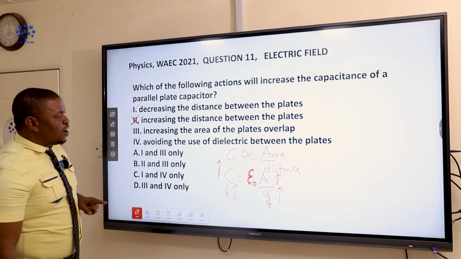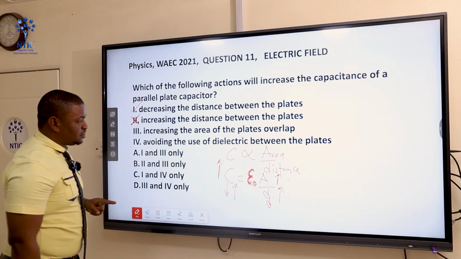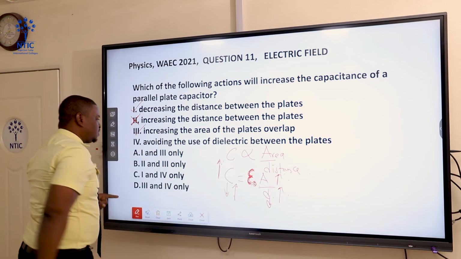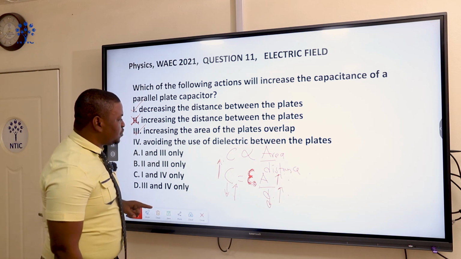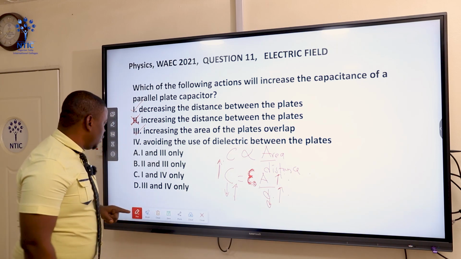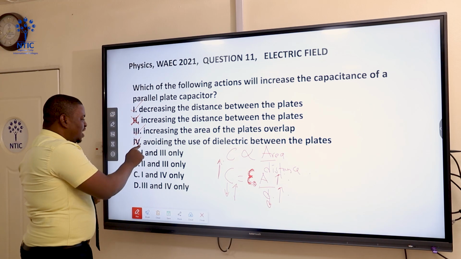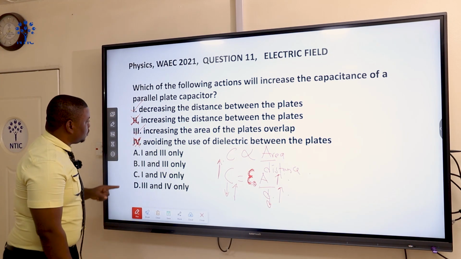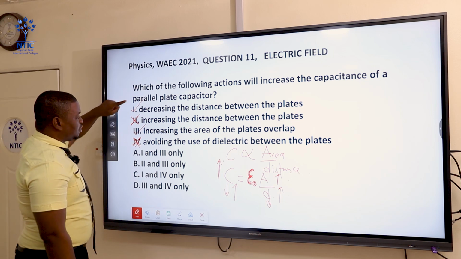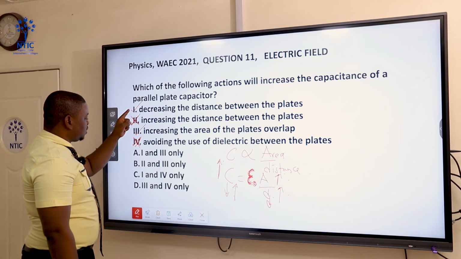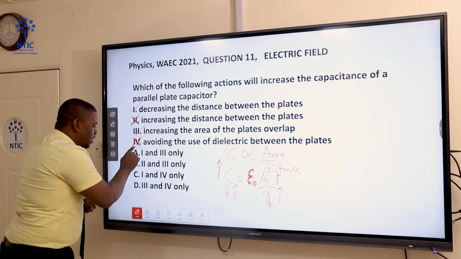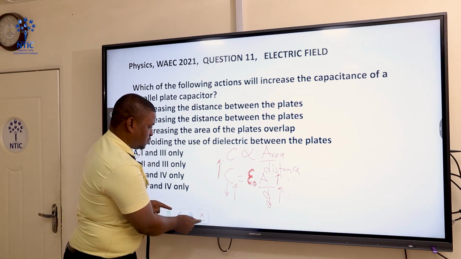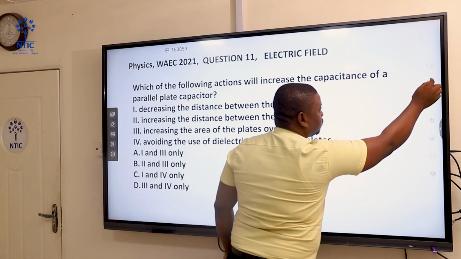Now, increase the area of the plates. Yes. If the area increases, the capacitance will what? Increase. Now, avoiding the use of dielectric between the plates, no. If you allow a dielectric material, the capacitance of the capacitor will also increase. So from what we've done here, the correct options are 1 and 3. So option A is the right answer. Next.